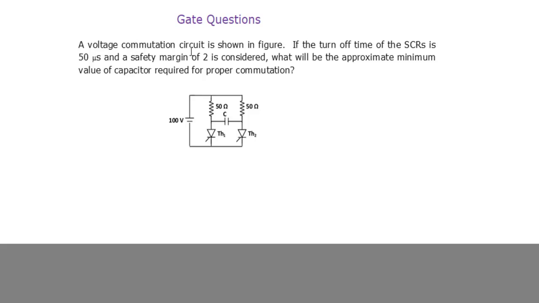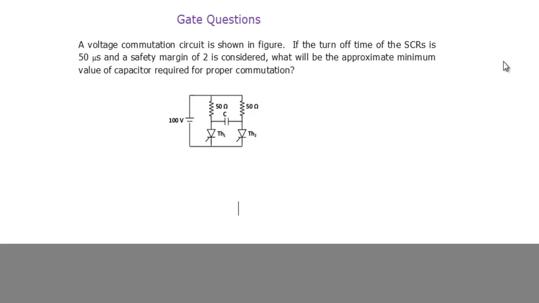A voltage commutation circuit is shown in the figure. That means class C commutation is given. This is also a voltage commutation circuit, because when you turn on the other thyristor while one thyristor is in conduction, the charged capacitor will be applied across the conducting thyristor and it reverse biases. That's why it is a voltage commutation circuit. If the turn-off time of the SCR is 50 microsecond and a safety margin of 2 is considered, what will be the approximate minimum value of capacitor required for proper commutation?